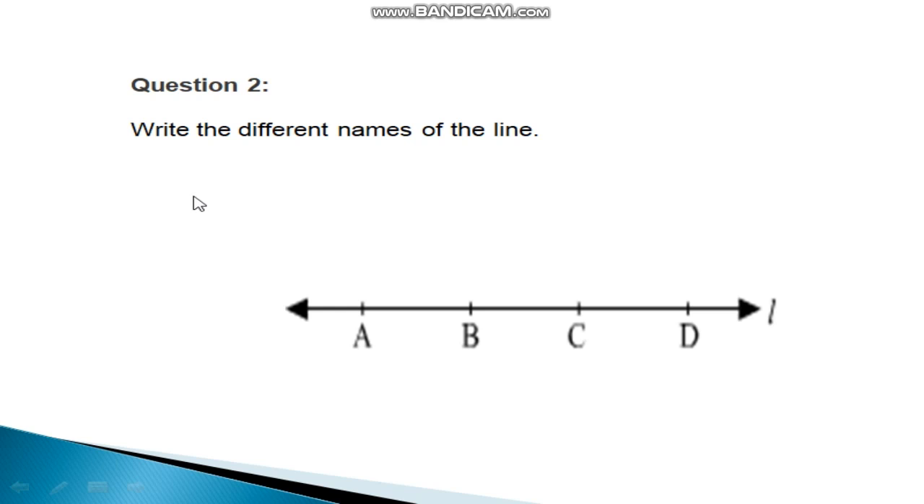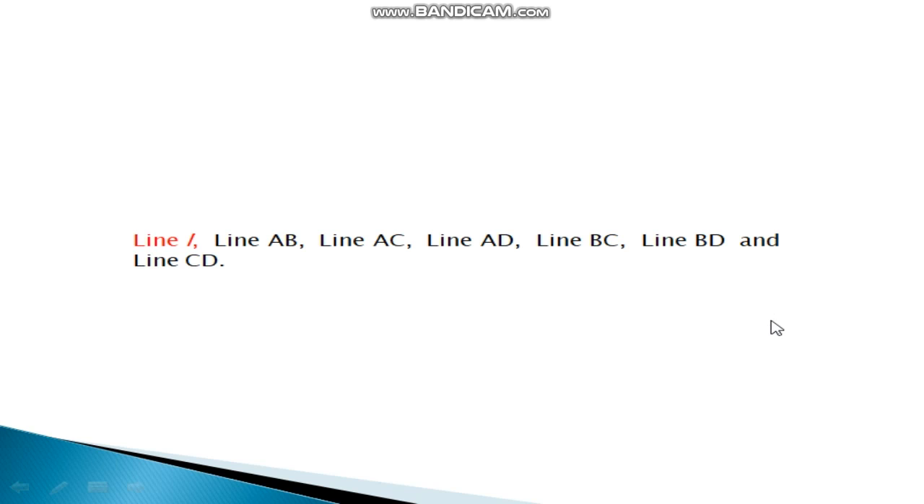Question number 2. Write the different names of the line. You see the line? See line L, you can name this as line L because you can name the line with a small alphabet. Or line AB, line AC, line AD, line BC, line BD, line CD, or line L. Clear? Very simple question. See, the answer you can see. First you try to understand the question, then you write the answer.